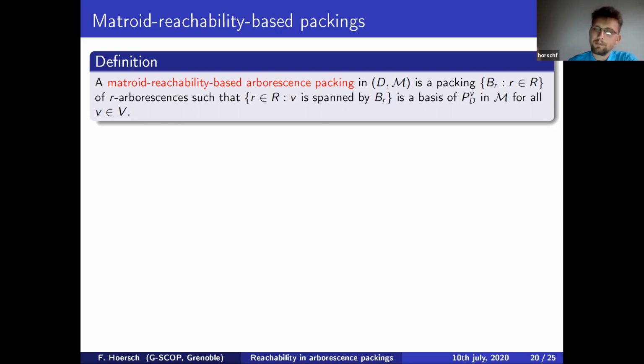So I'm a vertex in V. I have a certain set of arborescences that can reach me. They are part of the matroid. And the arborescences that actually do reach me in the arborescence packing shall be a basis of that set. And when I speak about a basis of a set in a matroid, I just mean a maximal independent subset of that set, or equivalently speaking, a basis of the matroid that arises from restricting to that set.